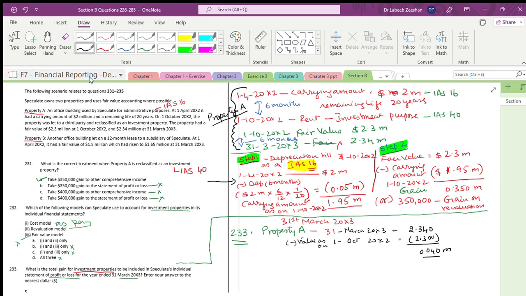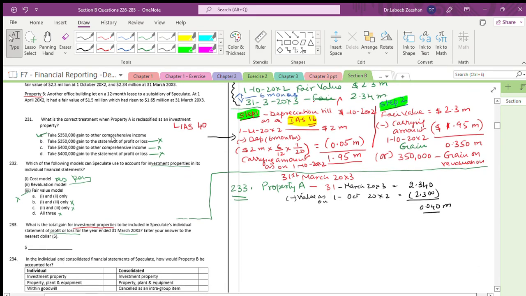Fine. This is the revaluation for property A. For property B, what is the value as at 31st March 2003? It is 1.65 million, less the value as on 1st of April 2002. Nothing is there.